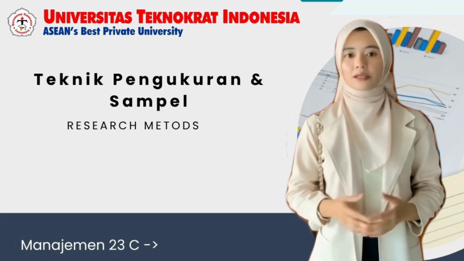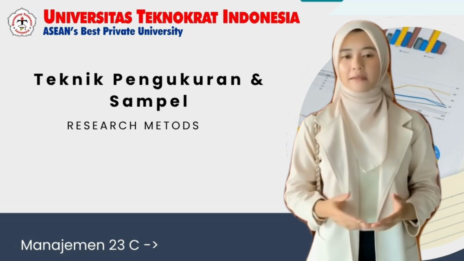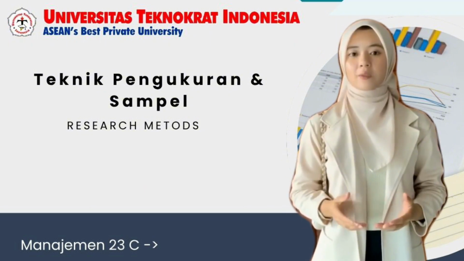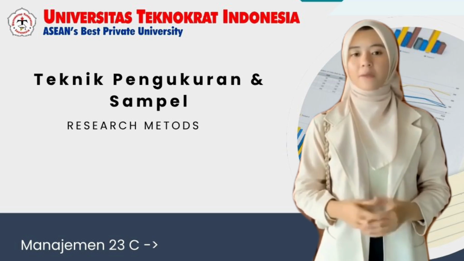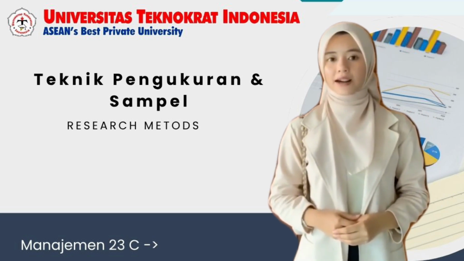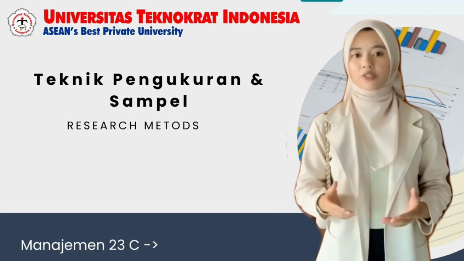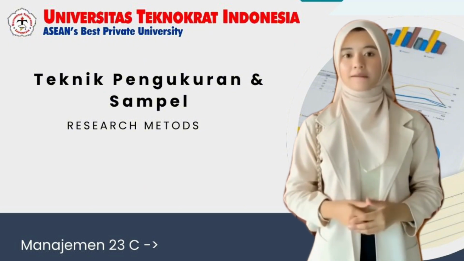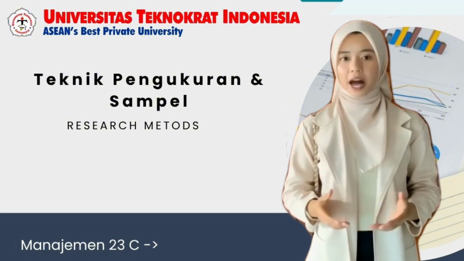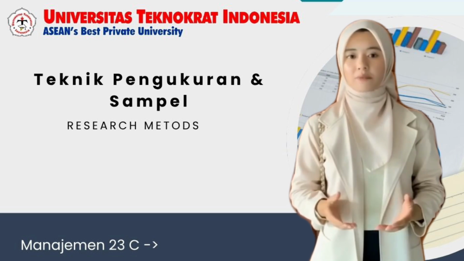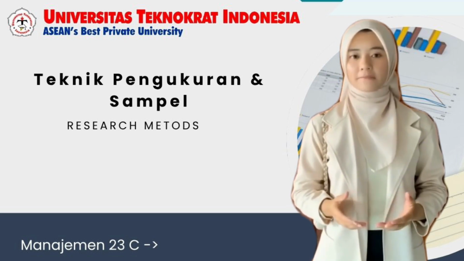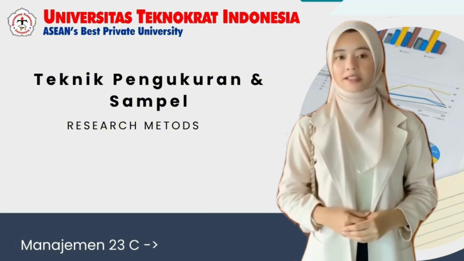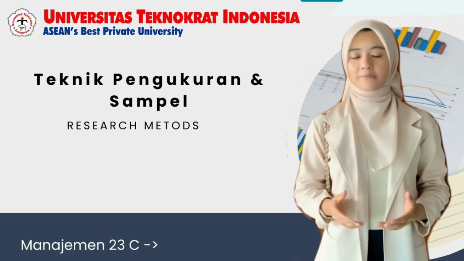3. Sampling techniques. Random sampling. This technique gives every member of the population an equal chance of being sampled. Simple random sampling. Every member of the population has an equal chance of being selected. Stratified random sampling. The population is divided into strata, groups, and samples are randomly chosen from each stratum. Systematic random sampling. Samples are selected based on a specific interval within the population.